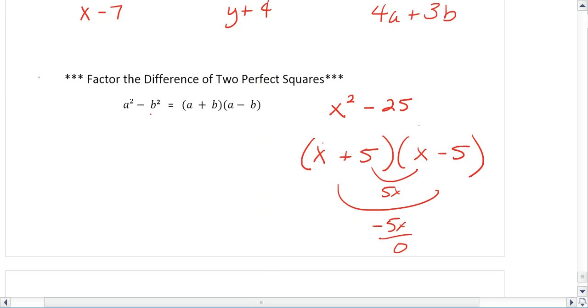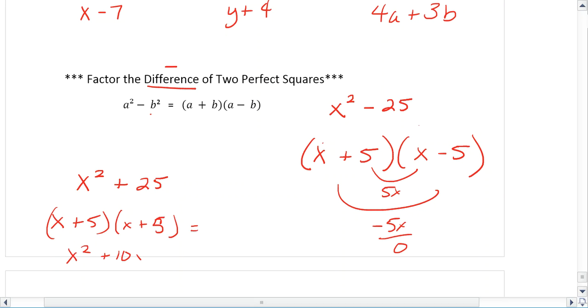And just to point out again, this does have to be a difference. This does have to be a subtract sign. If you were given x squared plus 25 to factor, we couldn't right now. It doesn't work to factor into x plus 5, x minus 5, or you couldn't even factor this into x plus 5, x plus 5, because that would give you a trinomial, x squared plus 10x plus 25. So please notice, if this is a plus sign, right now we can't factor it. It has to be the difference of two perfect squares.